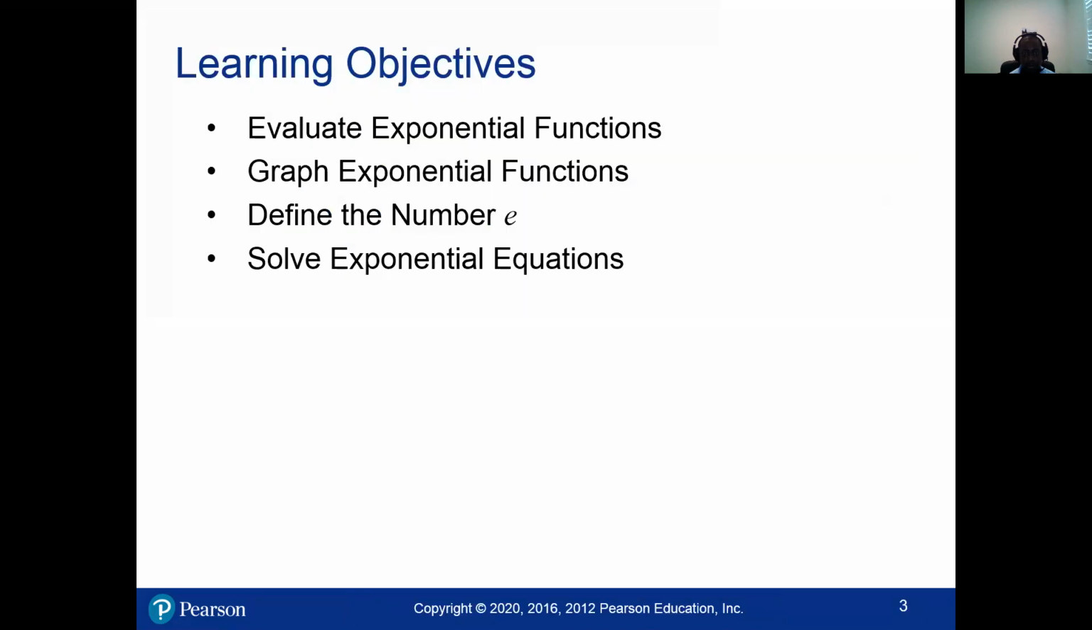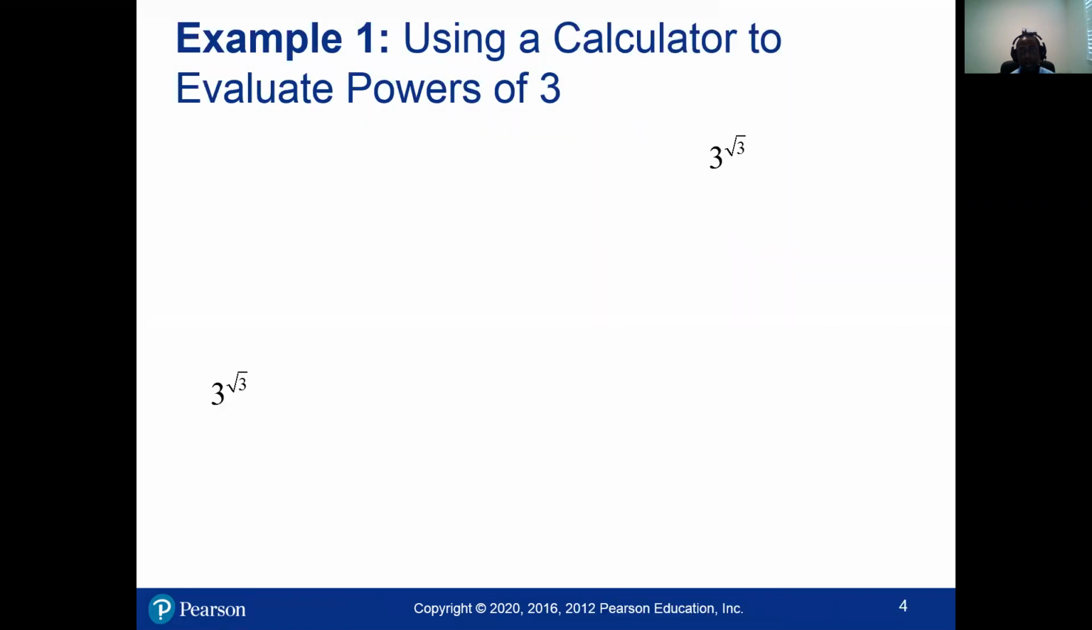Following our learning objectives, we will evaluate exponential functions, graph them, define the number e, and then solve exponential equations, including applications. We'll be talking about some application problems. Now, first example: we want to use a calculator to evaluate the following exponential functions.